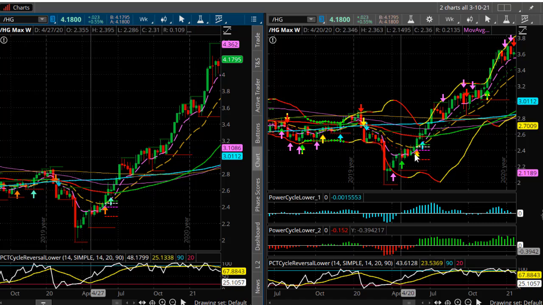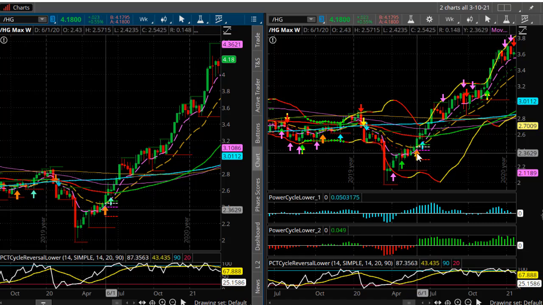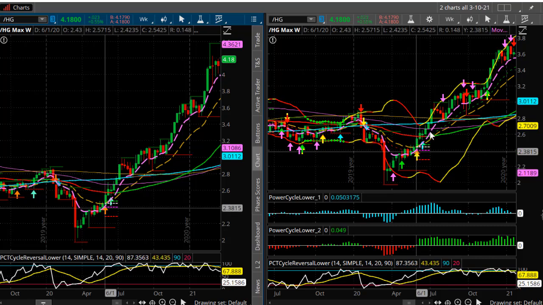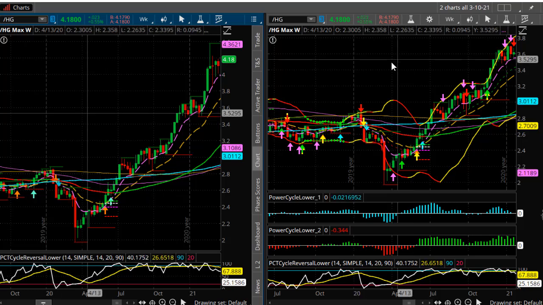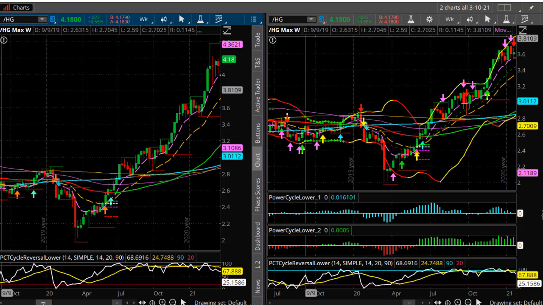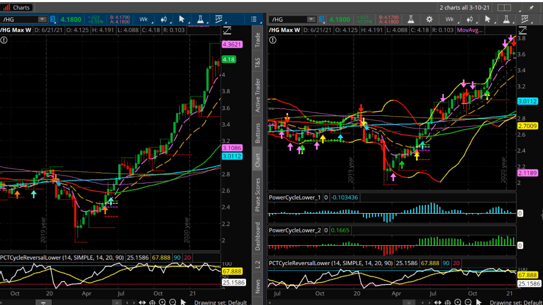So you can see right here where that orange arrow is, the 513 cross there, and look how it really hit to the downside. Now here's that 513 cross back to the upside in June, and you can see momentum has shifted up, so this tells us the probable direction is to the upside. So combining these types of tools together creates a really dynamic way to trade, and a great way to navigate these really crazy markets that we're in.